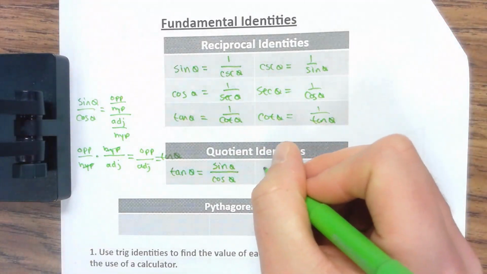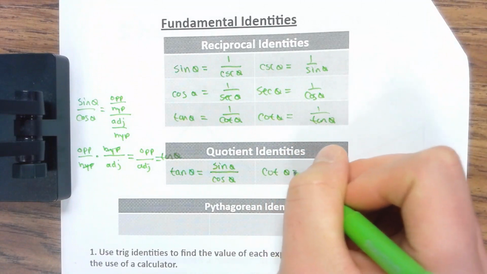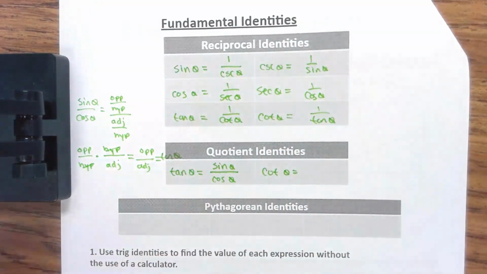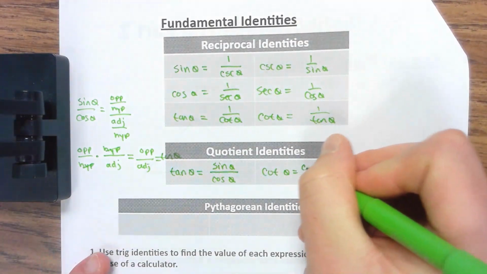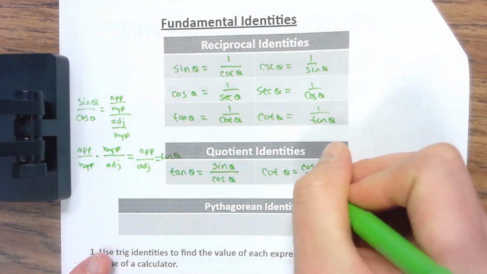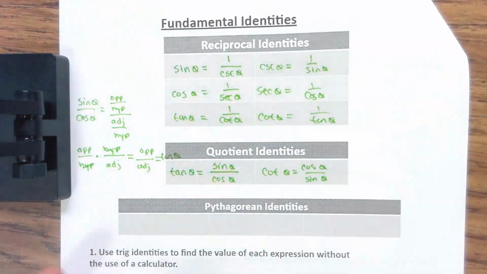Right, and the last one is cotangent of theta, which again, is just the reciprocal of tangent, so it ends up being cosine over sine. And we go through that same kind of mini proof there to show that by using side lengths of triangles.